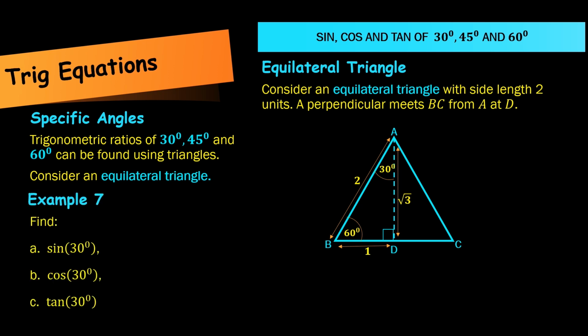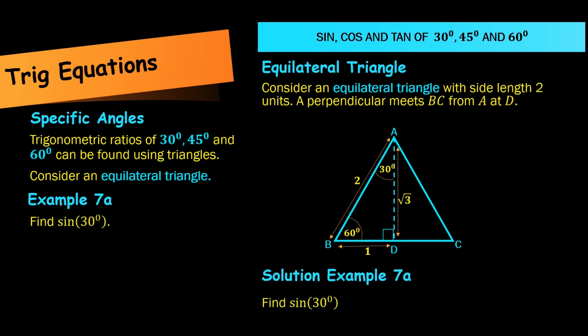Pause the video and have a go at the example shown on the screen. When you are ready to view the solutions, press play. So let's solve part A first. We are required to find sine 30 degrees. We can use our triangle to do this. Since sine theta equals opposite over hypotenuse in a right-angled triangle, we have that sine 30 degrees equals 1 over 2.